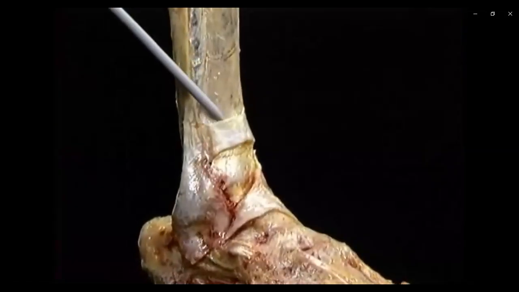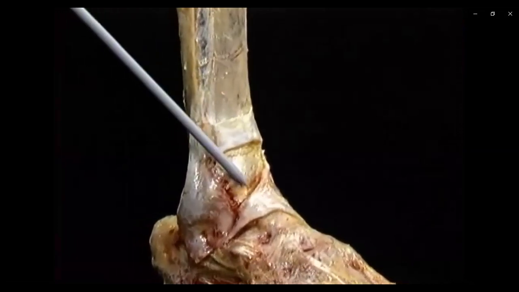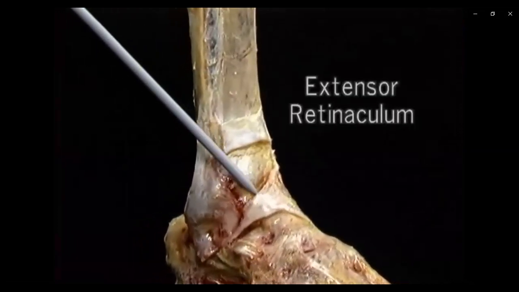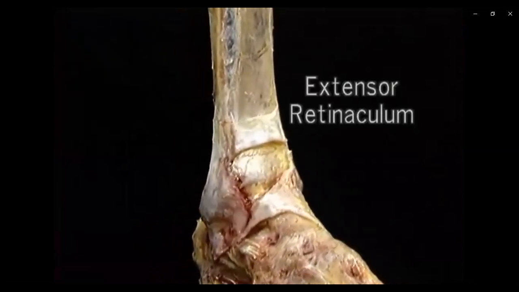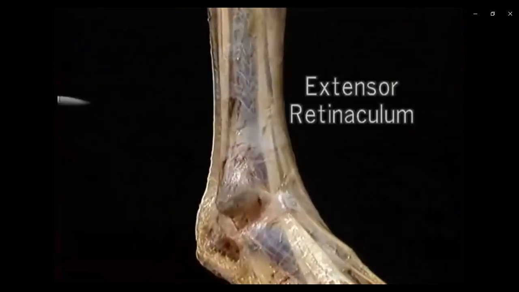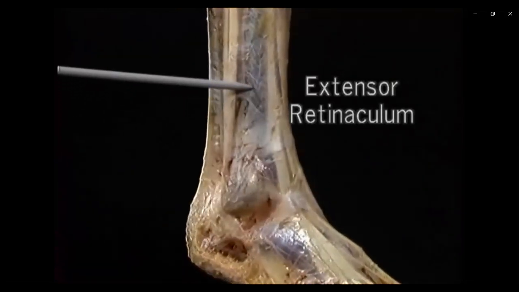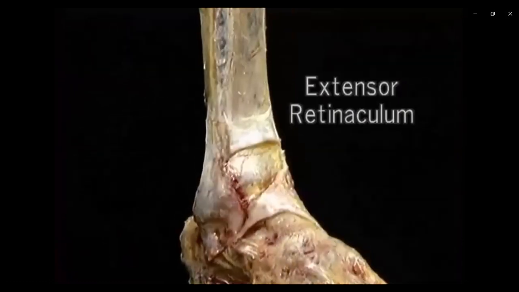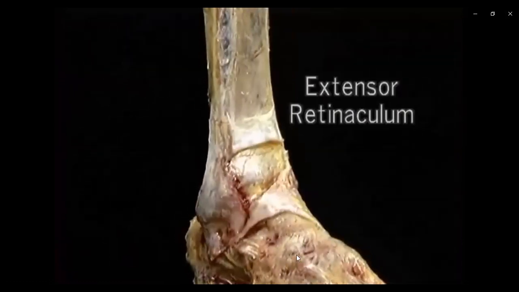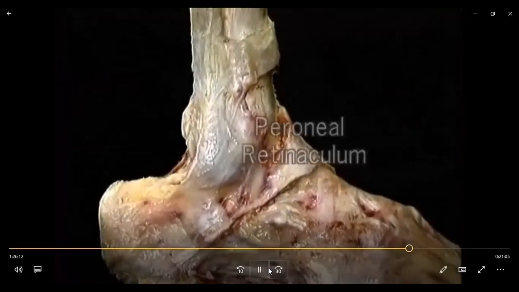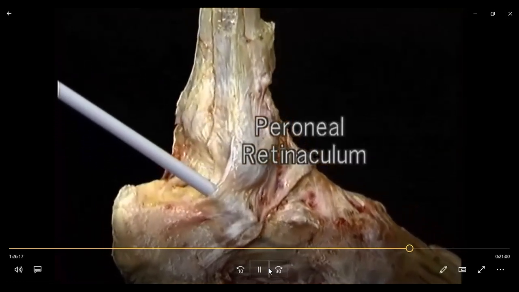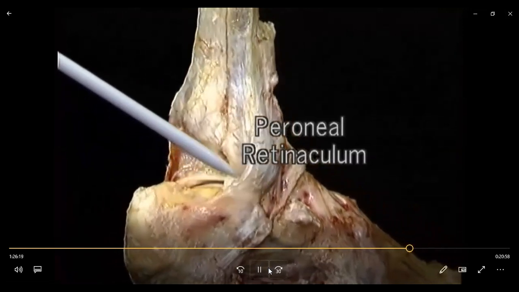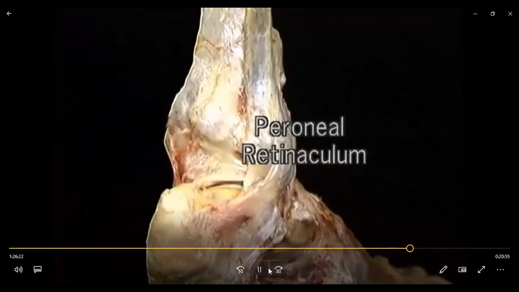Here on the front are the upper part and the lower part of the extensor retinaculum. These aren't isolated structures, they're localized thickenings of this layer of investing deep fascia, which we'll meet later. 4 tendons, a nerve and an artery pass under the extensor retinaculum. On the lateral aspect, behind the malleolus, here's the peroneal retinaculum. It accommodates the tendons of 2 peroneal muscles as they pass around the lateral malleolus.